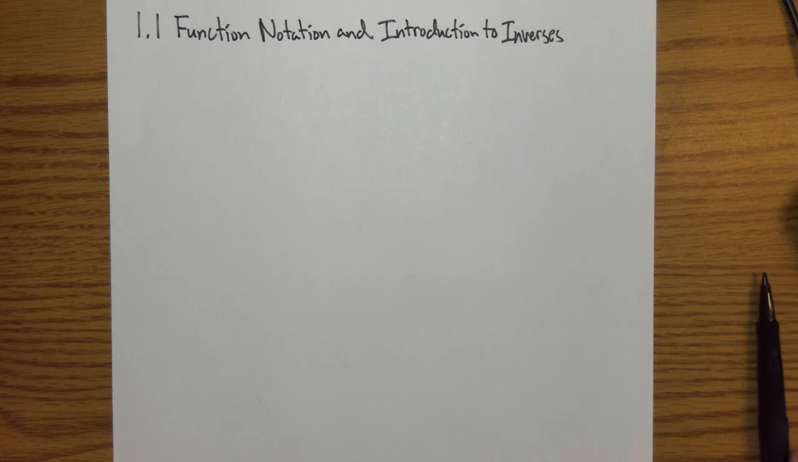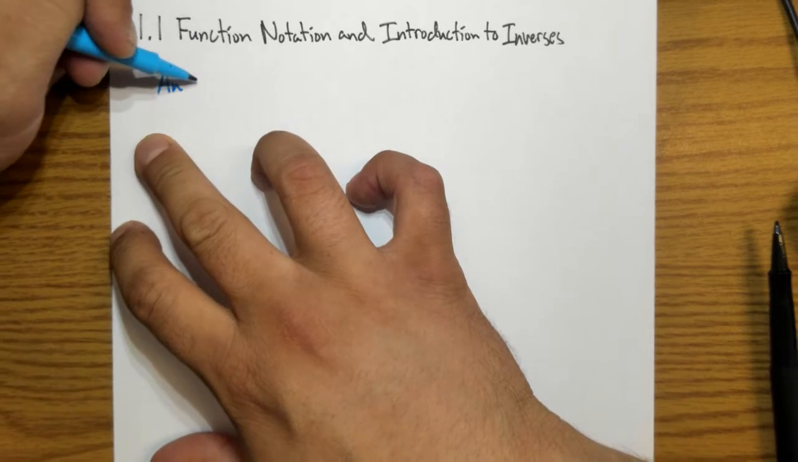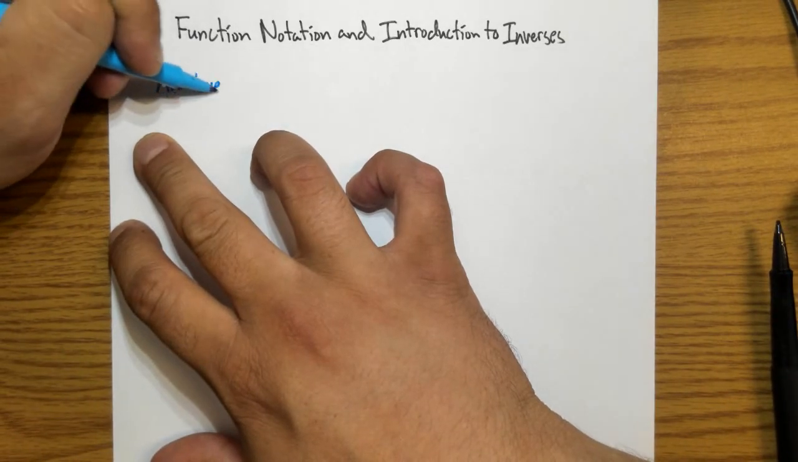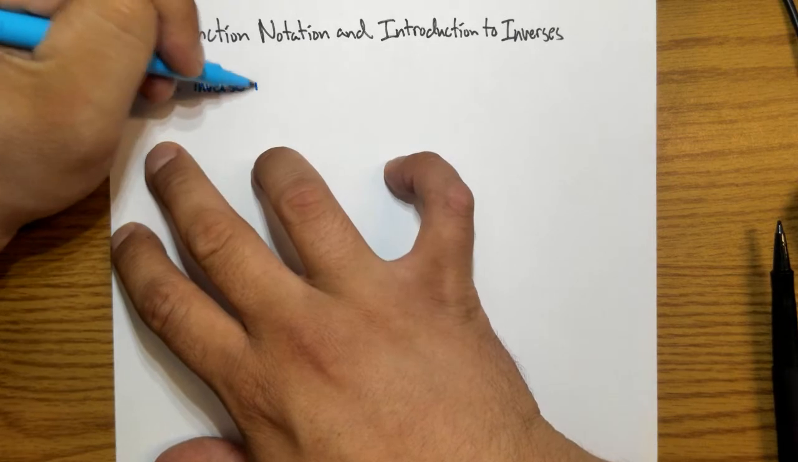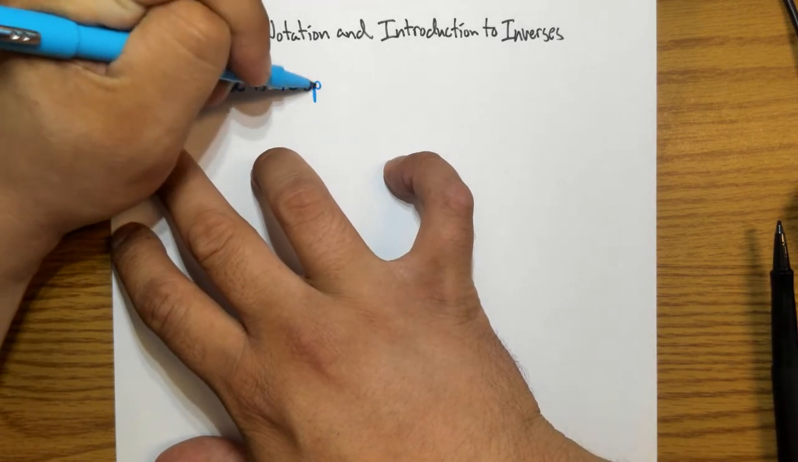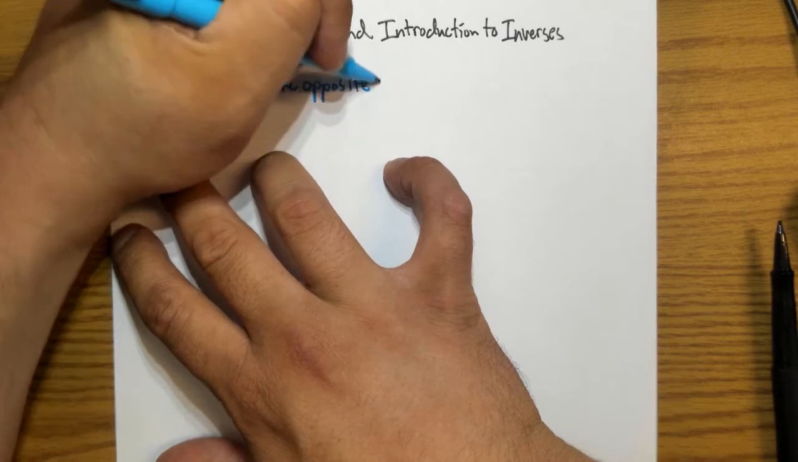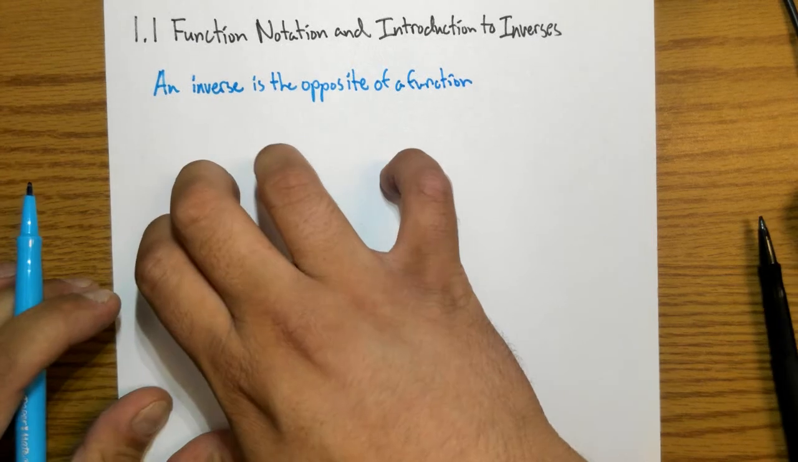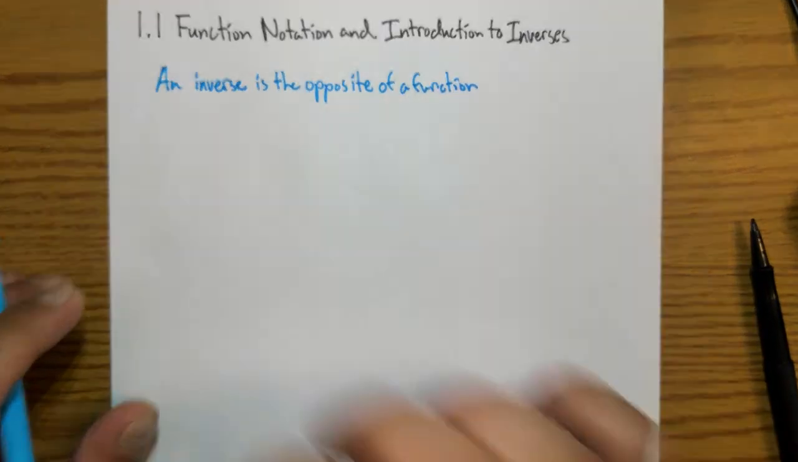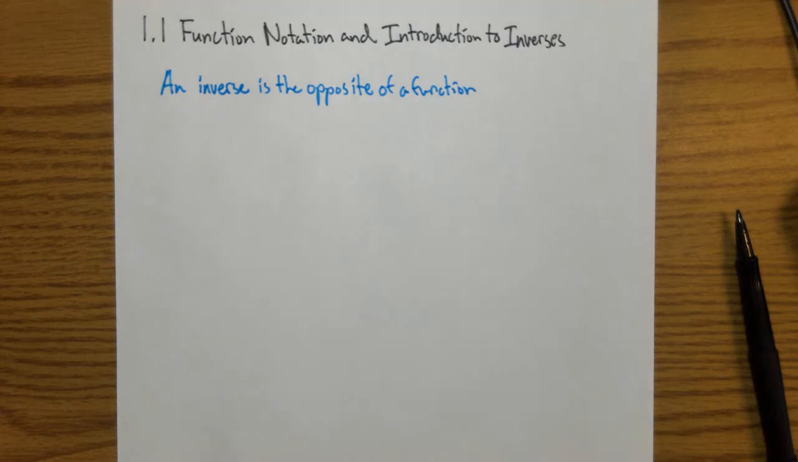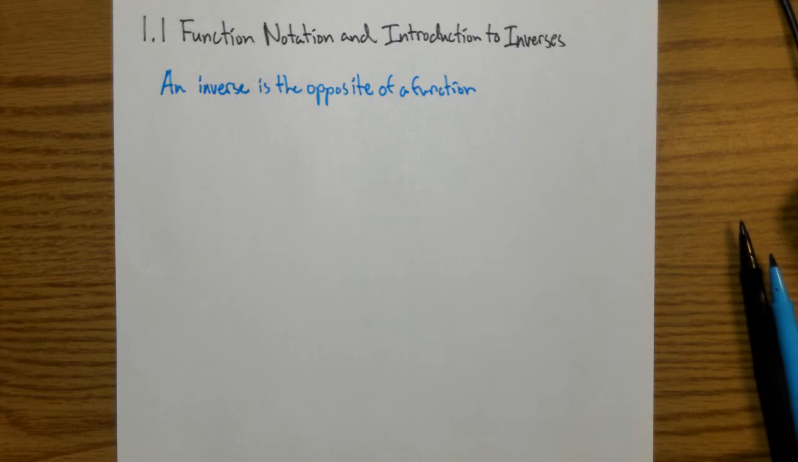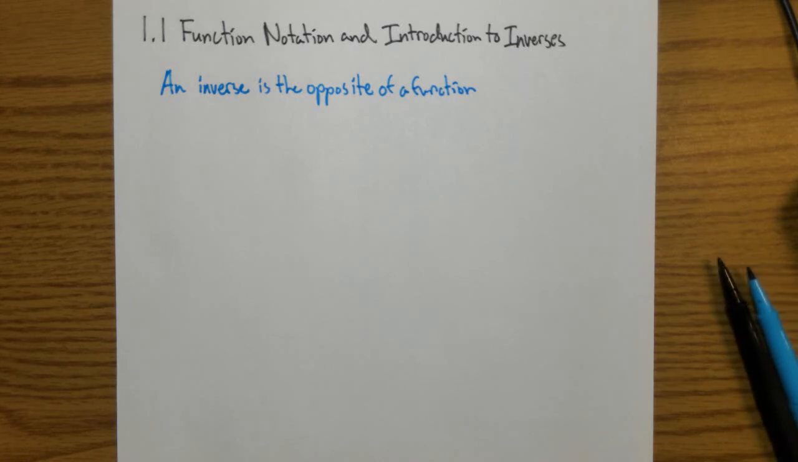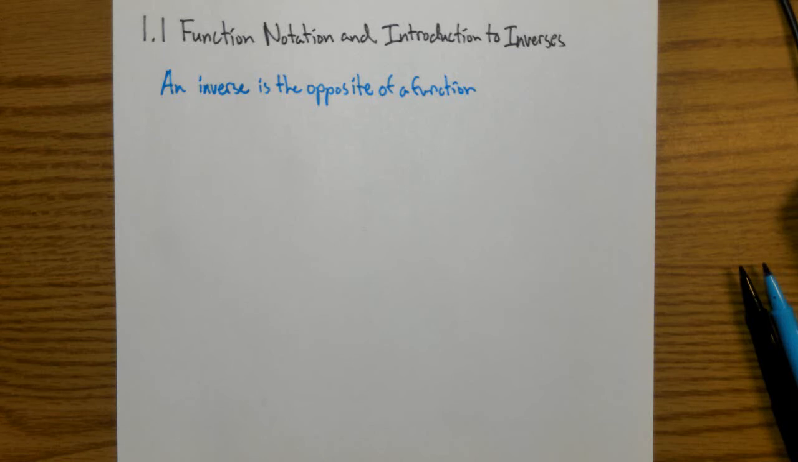So let's first start off by writing that down so we have it. An inverse is the opposite of a function. So it basically undoes a function. And each function will have a specific inverse to it. And there's a way to solve for it algebraically, which we will get into. But let's shift our focus to function notation for a bit, and then we'll get back into inverses.